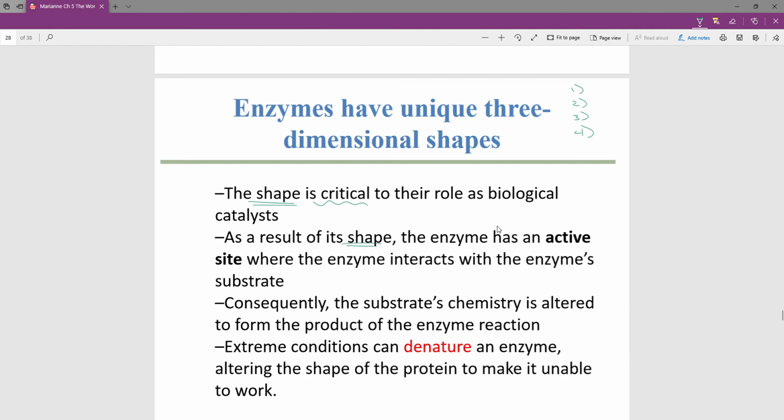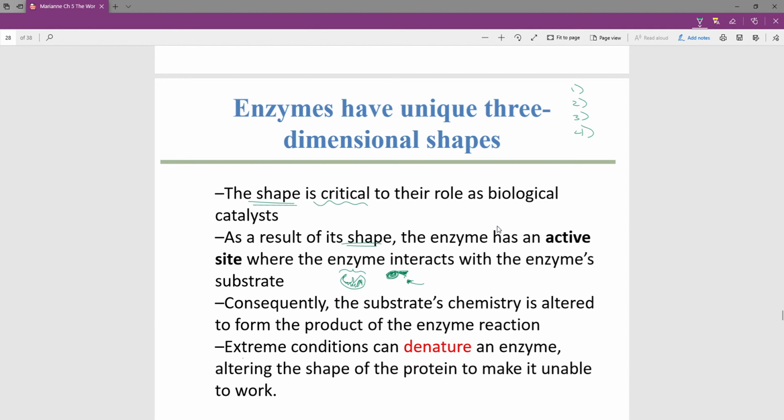It's because of the shape that the enzyme has an active site where the enzyme interacts with the enzyme substrate. So that's what I was trying to draw with that ridiculous picture of lactase and lactose. And again, that's nothing like what lactose looks like, but it does fit this idea that this would be the active site of the enzyme, and this is the substrate. It's the thing that the enzyme works on. So consequently, the substrate's chemistry is altered to form a product in the enzyme reaction.